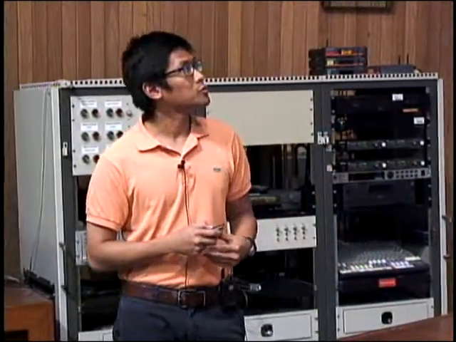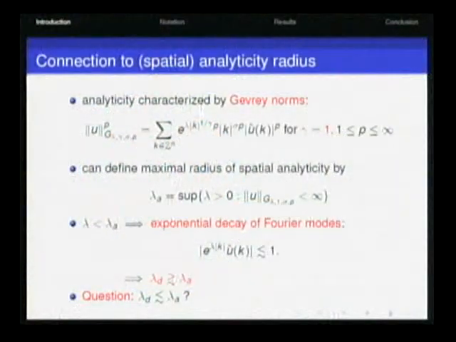By Gevrey norms, one way to define them would be as follows: view it as a weighted little l^p norm. So the weight here is just this exponential and this polynomial here. And the analytic Gevrey norm will be when this power in the exponential is 1. So when we just have k to the power 1 here.